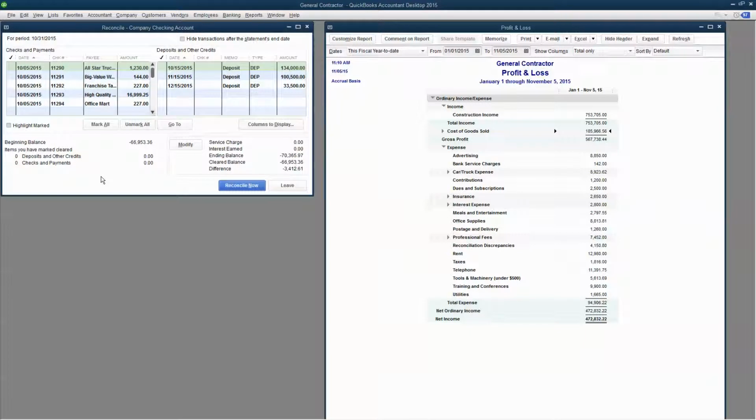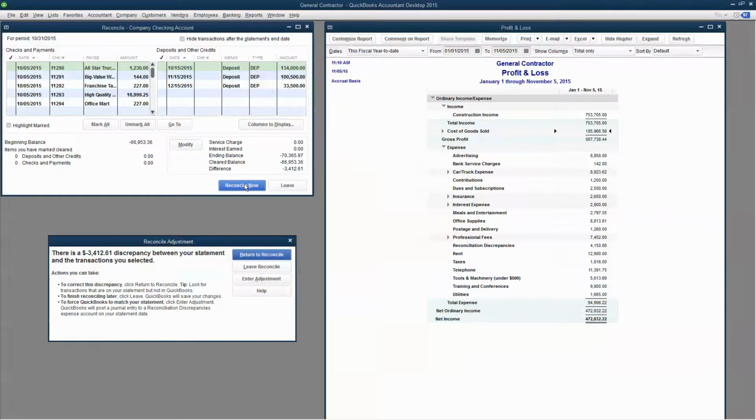In this case here, I'm going to suggest that the person doing the reconciliation doesn't know how to find and fix the error. So in order to save time or not look bad or whatever, they'll click the reconciliation window. Another window pops up which says reconciliation adjustment. In this case, it's saying there's a $3,412.61 discrepancy between your bank statement and the transactions. And it gives various actions that they can take. The correct action is return to reconciliation and fix it. The wrong is to leave it or to adjust it.